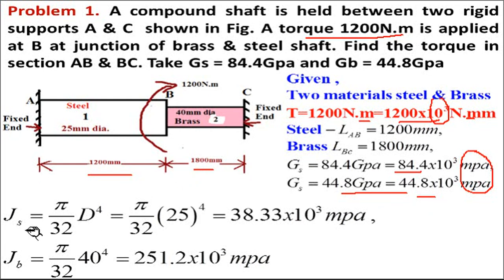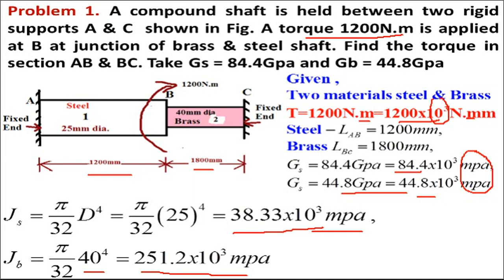Now from that, you calculate the polar moment of inertia. Polar moment of inertia for steel is pi by 32 d raised to 4. The diameter is 25, so after doing the calculation we will obtain the value of Js. Similarly, for brass, pi by 32 d raised to 4, you will get the polar moment of inertia for brass, that is 251.2 into 10⁻³ megapascal.